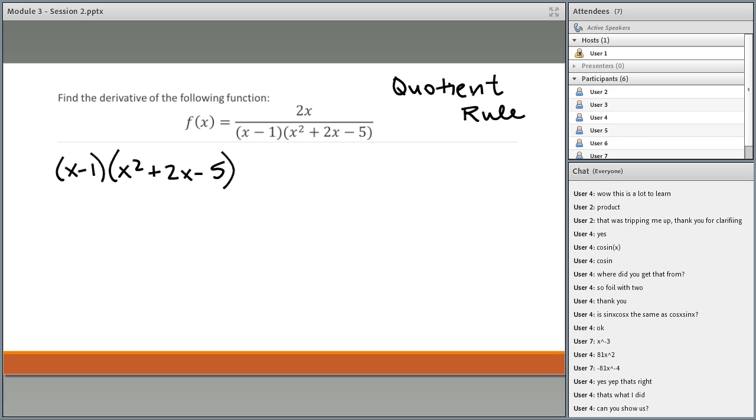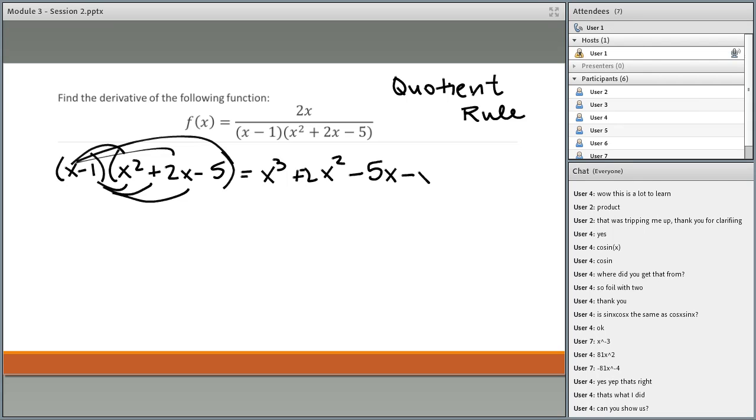So the same idea as that last question, I have this x. It's going to get distributed to all three of these. So I have x to the third plus 2x squared minus 5x. And then the negative 1 also gets distributed all the way through. So I have minus x squared minus 2x and then plus 5. The negative negative gives me a positive.